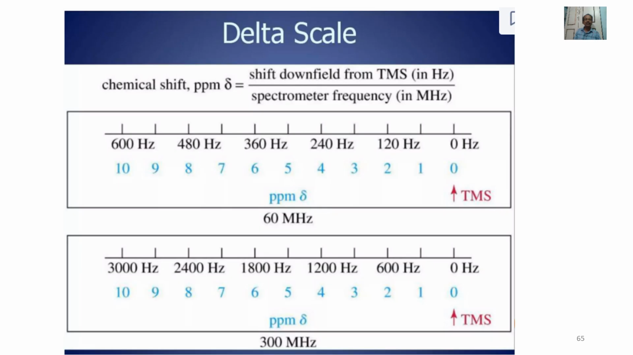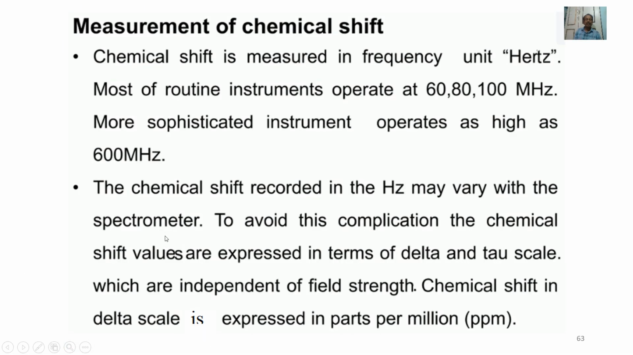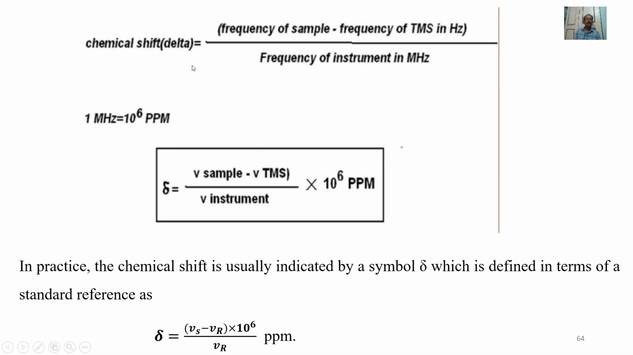So the range is more than 300 MHz and 60 MHz. The chemical shift recorded in hertz may vary with the spectrometer. To avoid this complication, the chemical shift values are expressed in terms of the delta or tau scale, which are independent of field strength. Chemical shift in the delta scale is expressed in parts per million. Chemical shift on the delta scale is equal to the frequency of the sample minus the frequency of TMS in hertz, divided by the frequency of the instrument in megahertz.